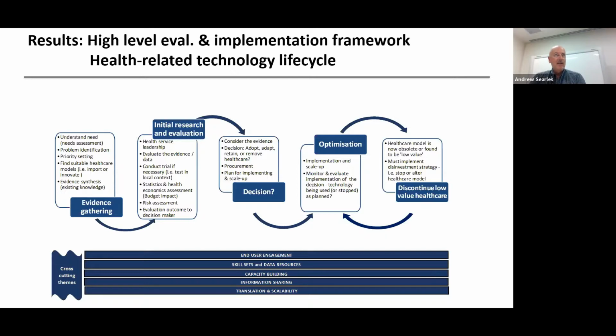And this is actually a way that we can improve the communication of health economics to decision makers, is to actually incorporate that into a budget impact statement. It also includes risk assessment and making sure that the outcomes of this are passed to the decision maker, which is in the next square. So the decision maker then can consider the evidence, decide whether they're going to adopt, adapt, retain or remove the healthcare.